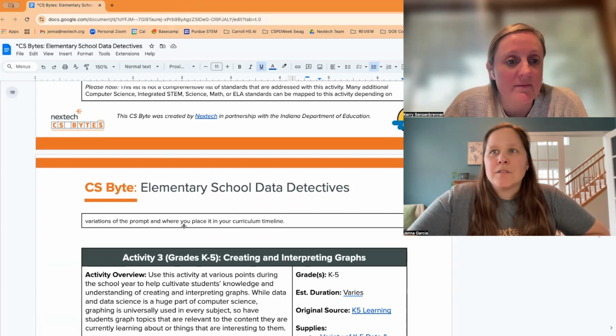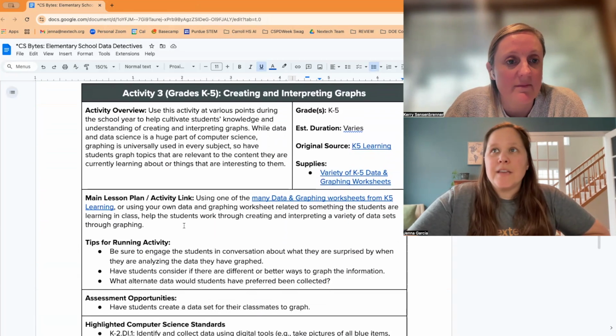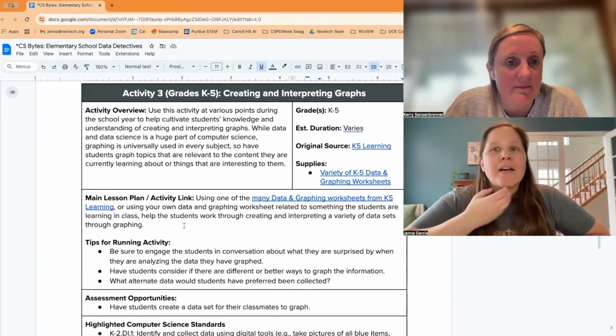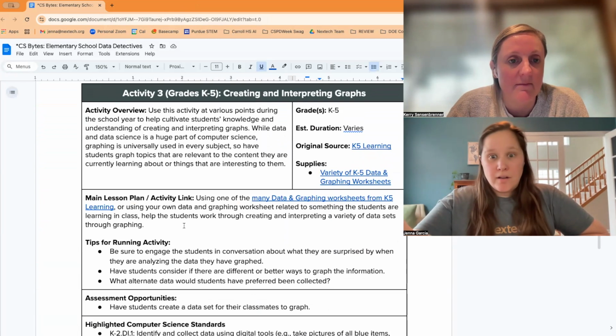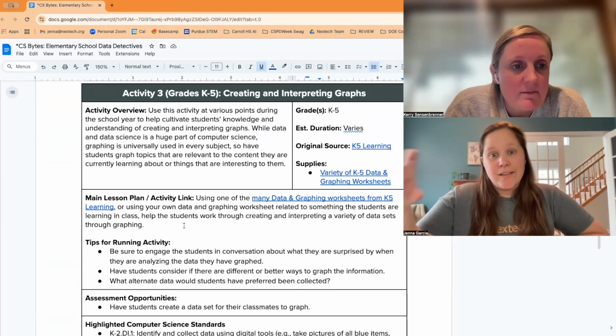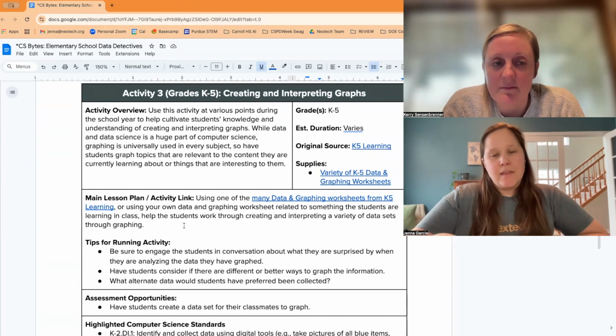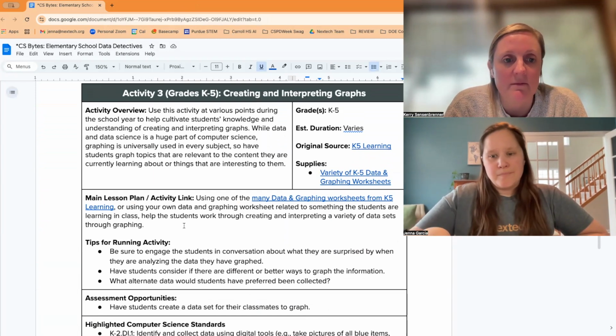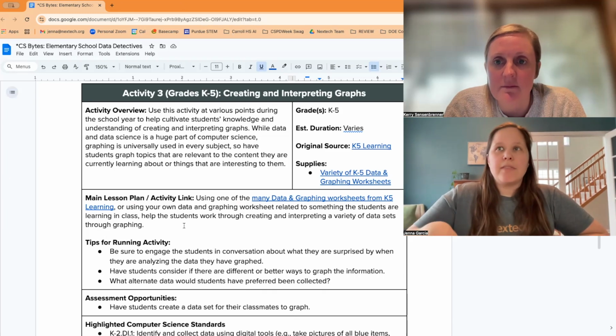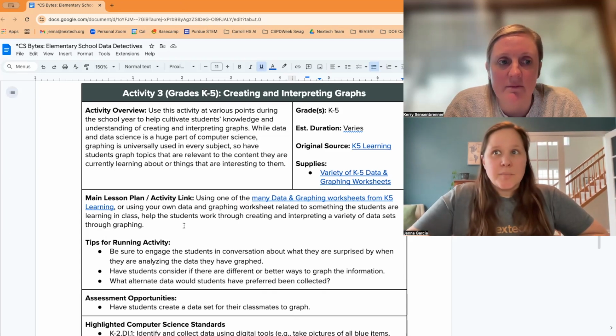And then for the third activity is creating and interpreting graphs. So the second activity is interpreting data and cleaning data and starting to make a bar graph, which they force you to do for that one, which is fine. But then this one is creating and interpreting other graphs.